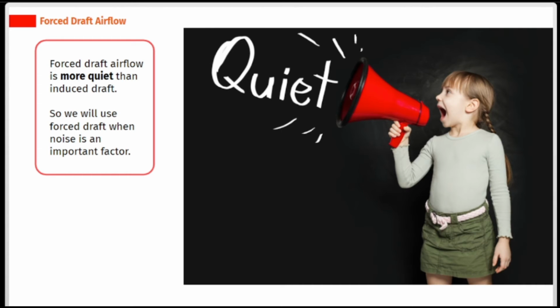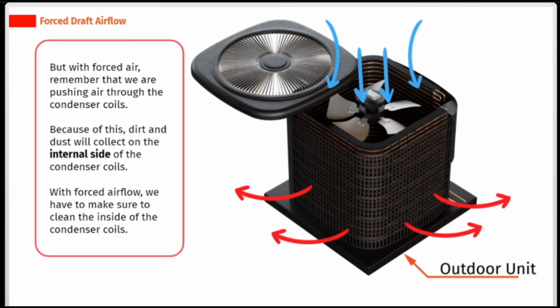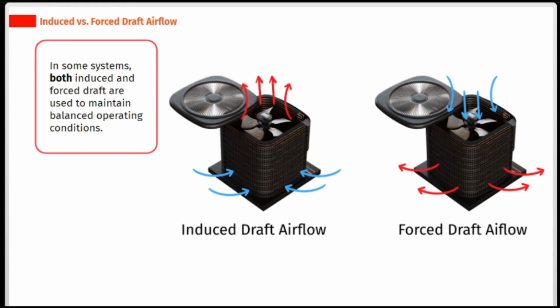Forced draft airflow is more quiet than induced draft. So we will use forced draft when noise is an important factor. But with forced air, remember that we are pushing air through the condenser coils. Because of this, dirt and dust will collect on the internal side of the condenser coils. With forced airflow, we have to make sure to clean the inside of the condenser coils. In some systems, both induced and forced draft are used to maintain balanced operating conditions.